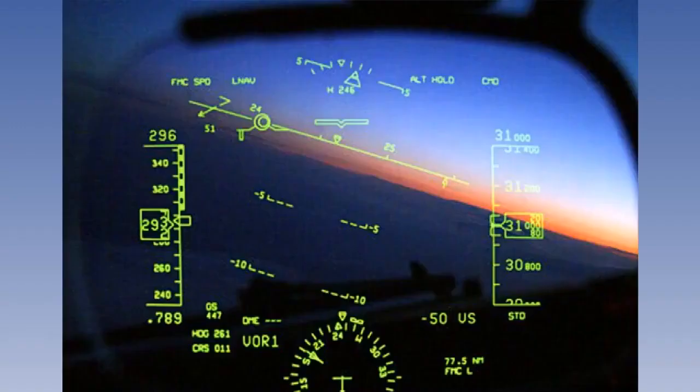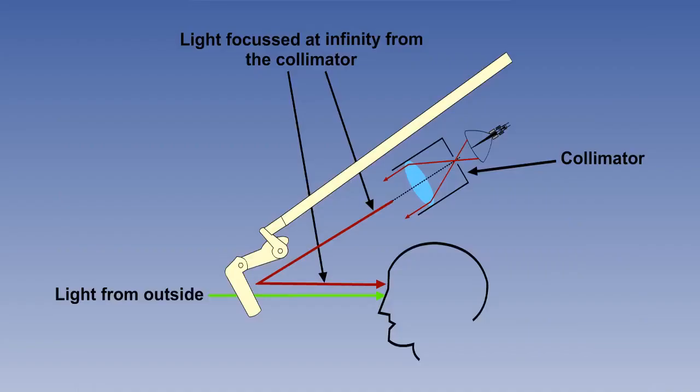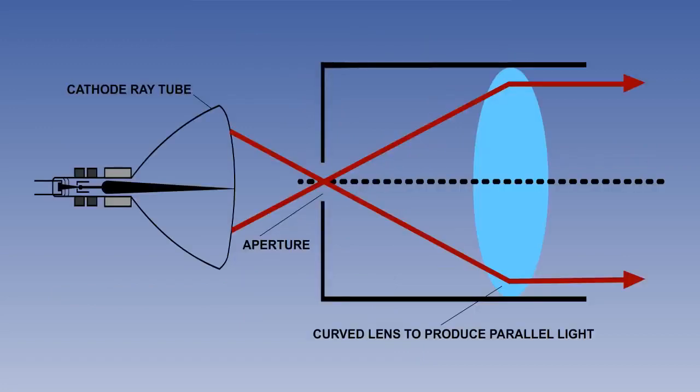It is important that the symbology presented to the pilot must appear to be focused a long distance away. Otherwise, the eyes would have to change focal length when switching between the outside world and the data on the head-up display, which would defeat the whole object of having the HUD. The light projected by the overhead unit is actually focused at infinity. This is achieved by designing the projector as a collimator. A collimator is an optical device which usually incorporates a curved mirror or lens with the light source and image at its focus. This arrangement replicates a target at infinity.